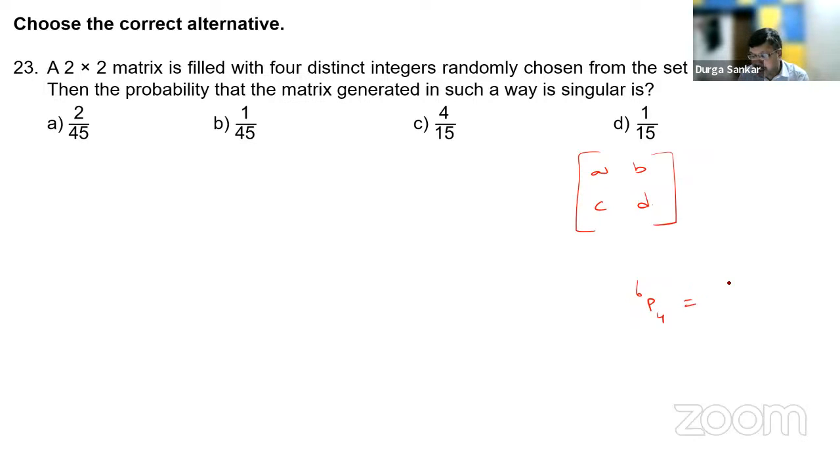Now 6p4 is equal to 6 into 5 into 4 into 3 by 2. So 2 2s.